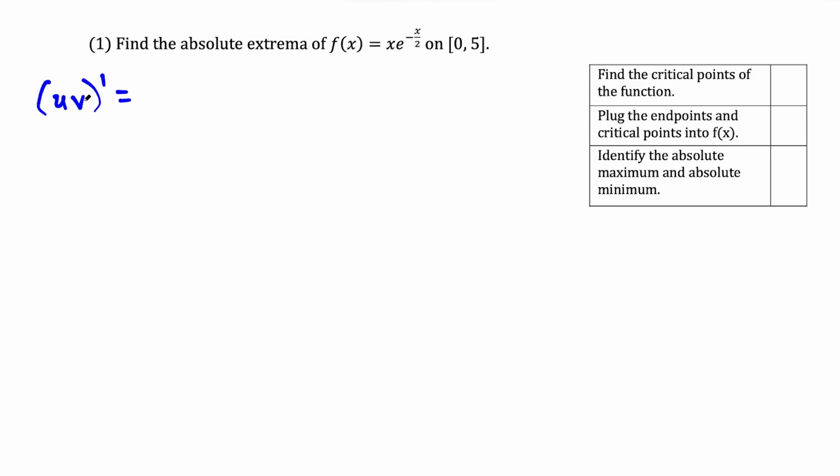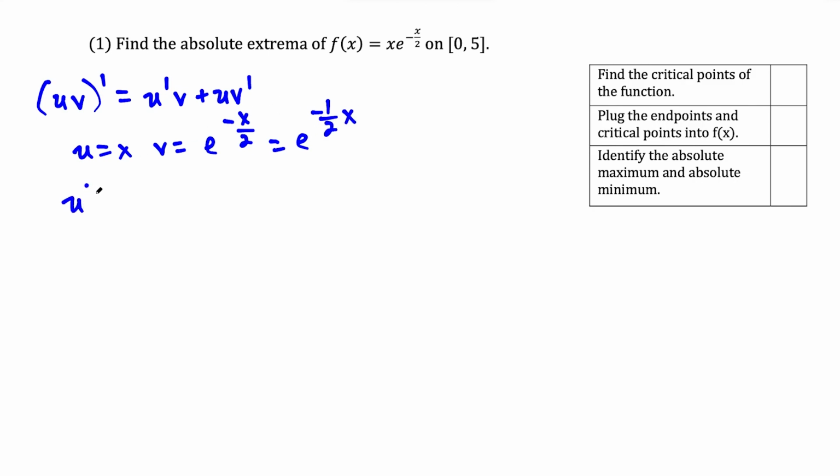And the product rule says when we have uv and we take the derivative, we're going to have u prime v plus uv prime. So we could define u to be x, and we could define v to be e to the negative x over 2. And just know that you could think of this as e to the negative half times x. This will be helpful when we have to take the derivative in a moment.